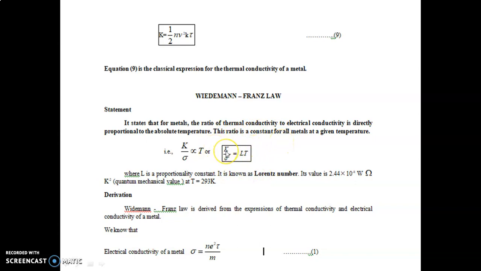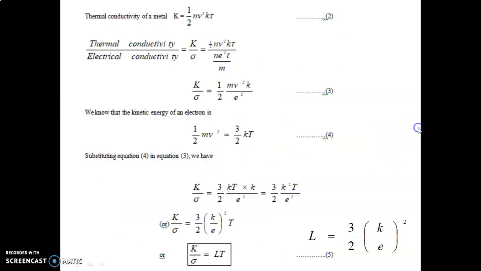Already we have derived the expression for K: K equal to half n v square k into tau. Already we know the expression for sigma: sigma equal to n e square tau by m. Here we are substituting these two expressions for K and sigma in this equation. This is the K value, and this one is the sigma value.